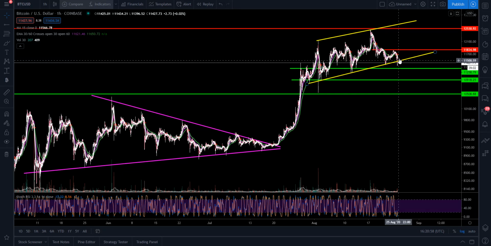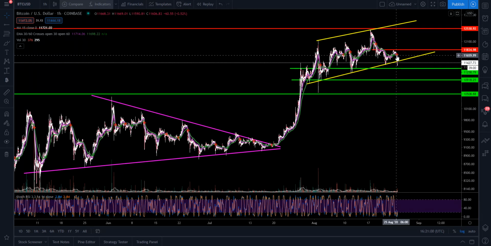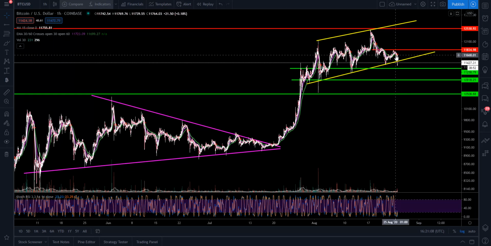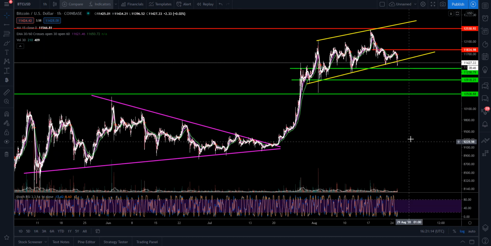While we are breaking down through that, we also had a red cross. And as you can see here, our 30 is crossing down through our 60, our moving average on the 1 hour time frame right now. So we're getting that bearish cross and we're getting that signal. I really like to use the 30 EMA and the 60 moving average. You can see we previously had one up here.